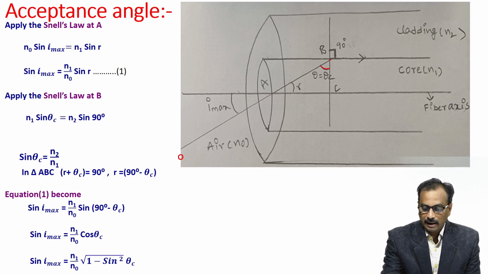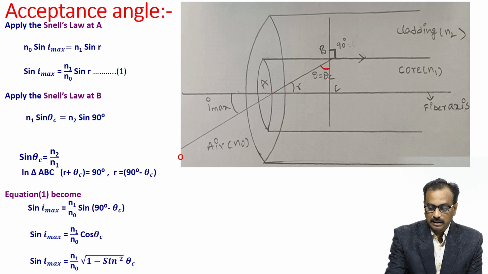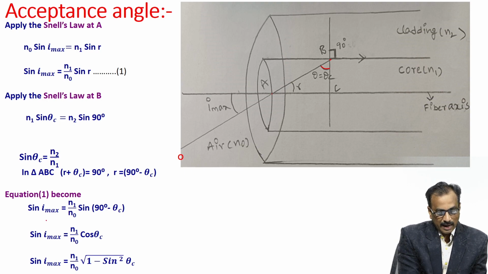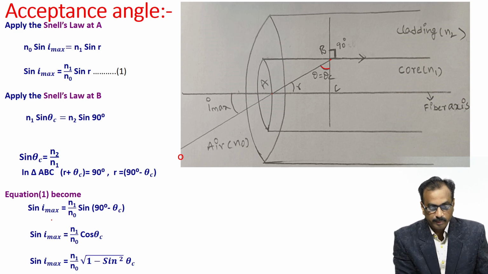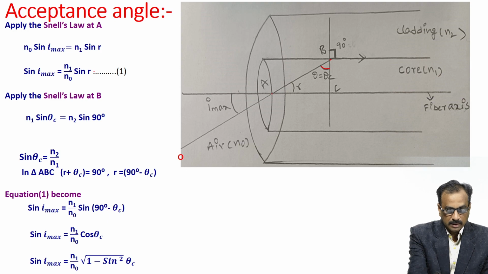Now sin theta c equals n2 by n1. In this triangle ABC, theta c plus r equals 90, so r equals 90 minus theta c. Now equation 1 becomes sin i maximum equals n1 by n0 sin r. In place of sin r, you can substitute sin of 90 minus theta c. Now sin i maximum equals n1 by n0 cos theta c.